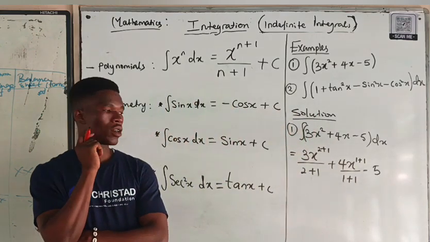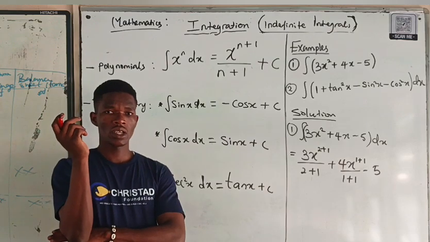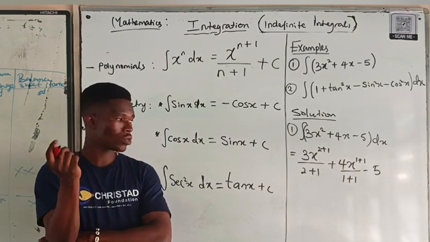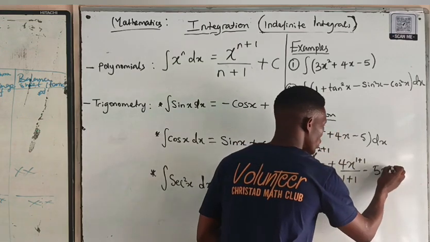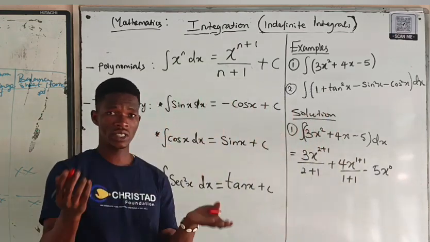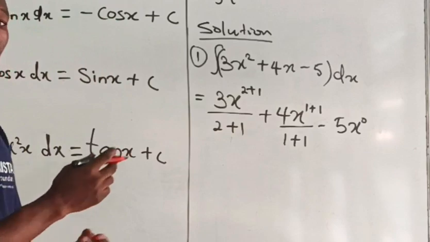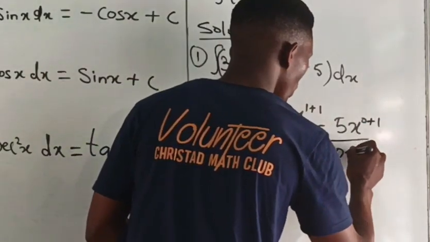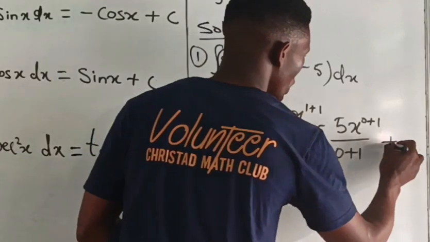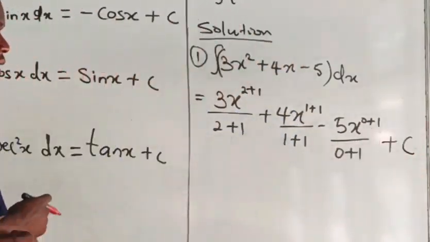So we have 5, there's no x. So how are we going to deal with that? We know that here it is x to the power of 0, because x to the power of 0 is still 1, right? Then we add 1, all over 0 plus 1. Yeah. I can add my c now.